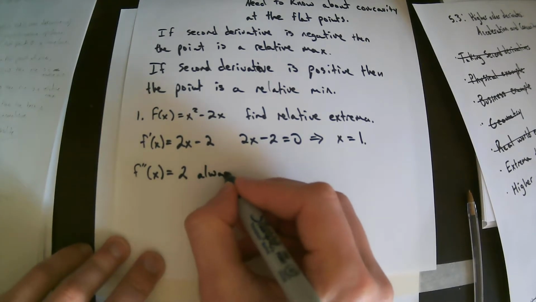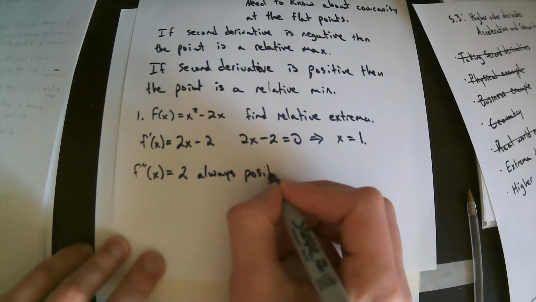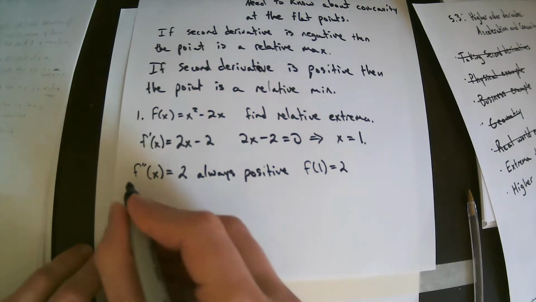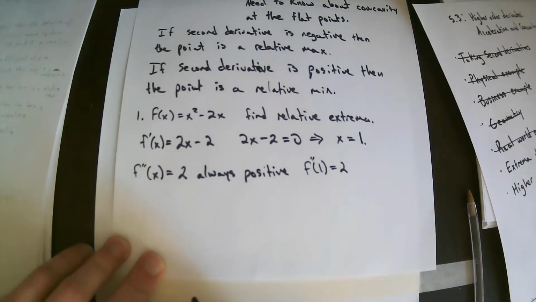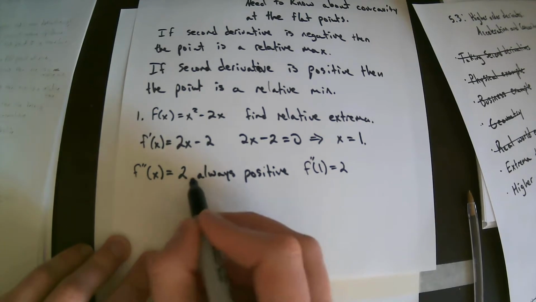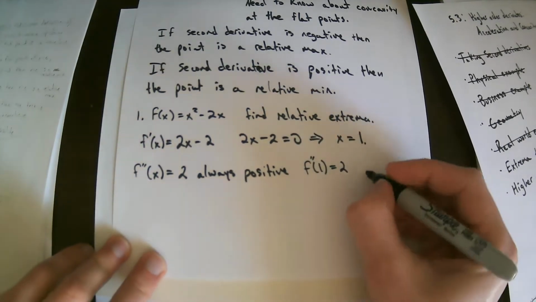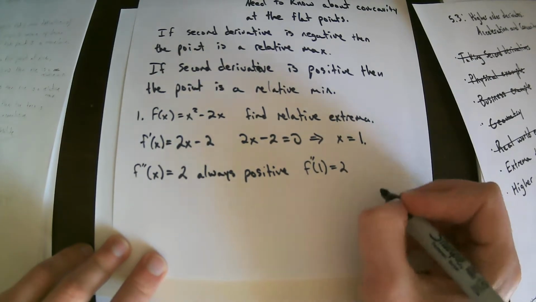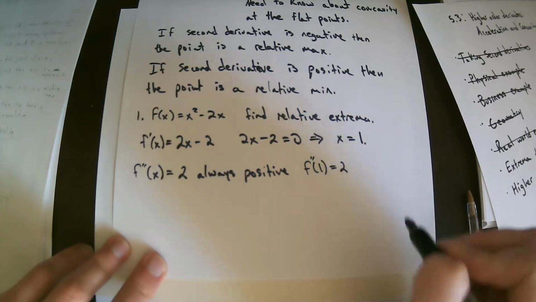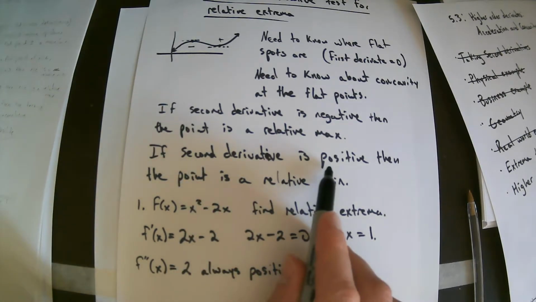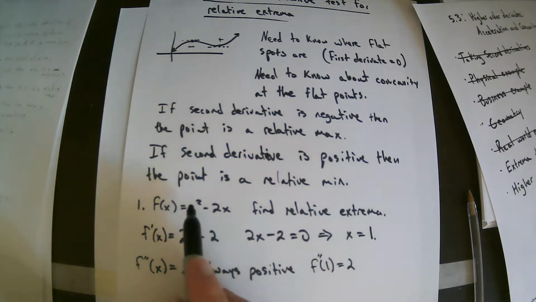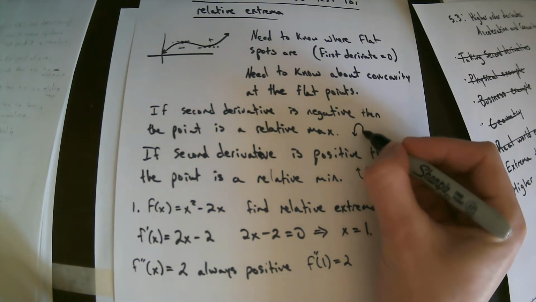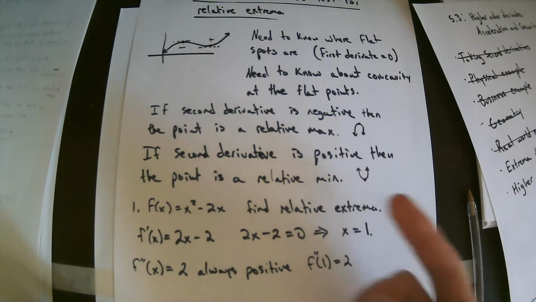It's always positive, so I could plug in 1, but f double prime of 1 would still just be 2. For any x value, it's always going to be 2. It's always positive, so that means this is concave up, so that has to be a min. Because if its second derivative is positive, that's concave up. Then that point that we're testing has to be a min.